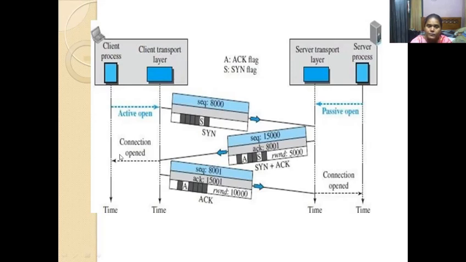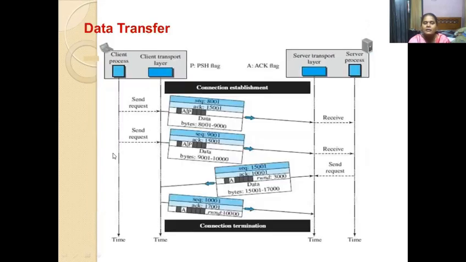Once this reaches the client, the connection is opened up, and the client has to acknowledge the synchronization segment which is sent by the server. So now the client sends an acknowledgement. It is not only that the client can send just an acknowledgement. Along with that, if it has a few bytes of data to be transferred, that can also be sent along with the acknowledgement. So this is how connection establishment happens, followed by the data transfer.